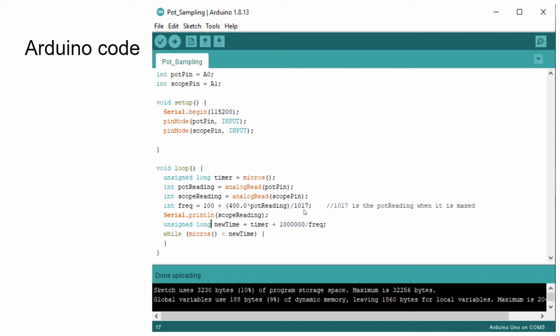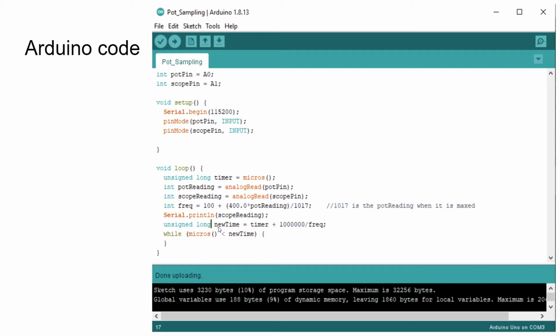I divide by 1017 because I calculated 1017 to be the reading when the pot is maxed out. That way we can get a frequency of 500 hertz. If I divided by 1023, it wouldn't quite make it to 500. You get to like 499. Then we print out the scope reading for Processing to deal with.